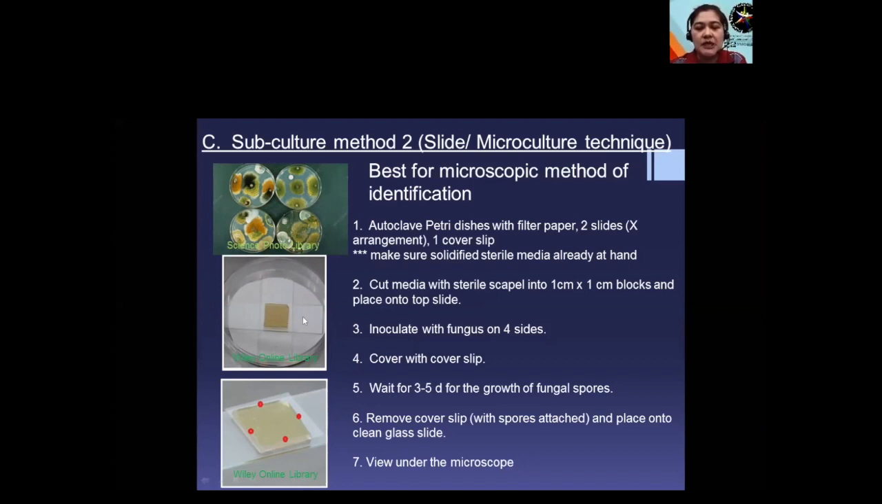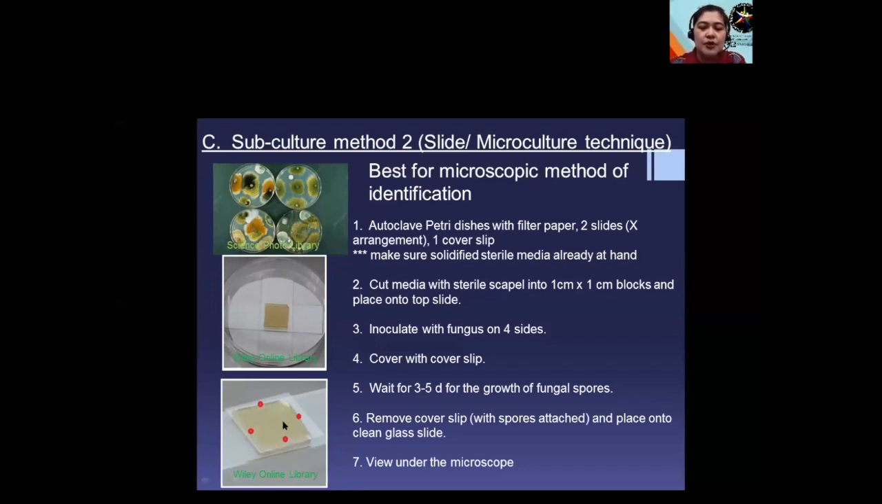Tapos magpapatong po siya ng isa pang slide sa ibabaw. Yun po ang i-autoclave. Lahat po yan i-autoclave. Pero pag natapos i-autoclave, tsaka po tayo magka-cut dun sa sterile na media. Maalala nyo po, meron tayong medium na ginawa. Kakatin po natin yan ng ganito kaliliit, patong dito sa slide. And then after which, you get from the fungus, and then you inoculate here, here, here, and here. Okay? So lahat yung mga sides na yan, dapat meron tayong ine-expect na mag-grow na fungi.